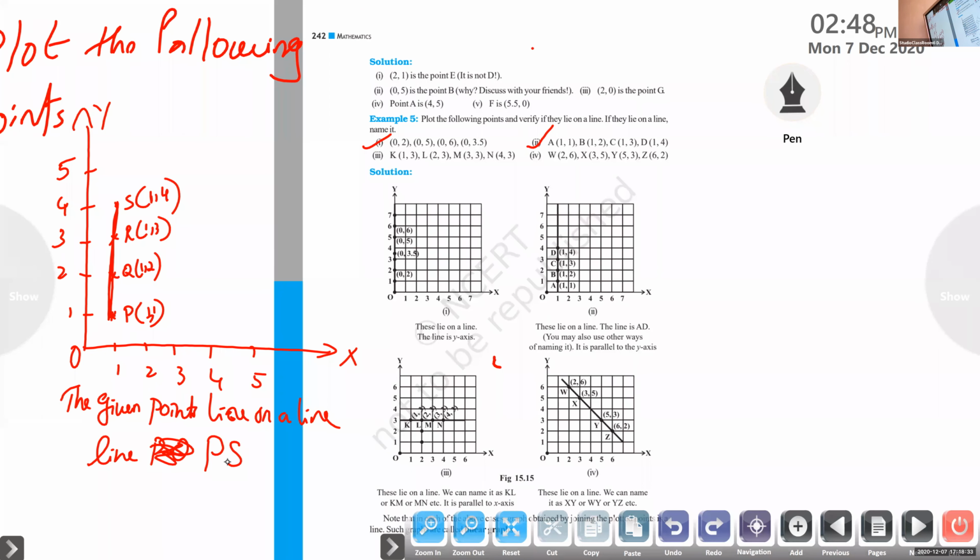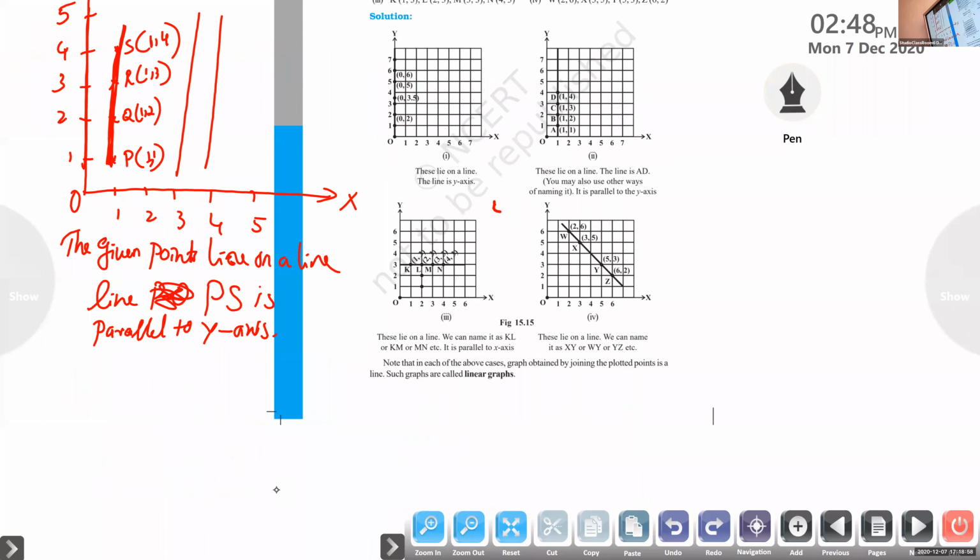And see, this line is parallel to y-axis. All these lines are parallel. You can draw many parallel lines. All these lines are parallel to y-axis. So this line PS is parallel to y-axis. Parallel to y-axis.